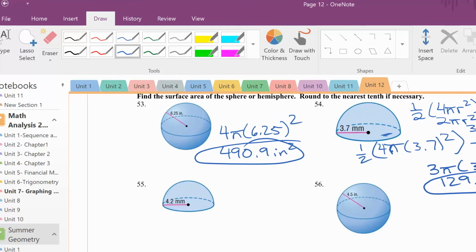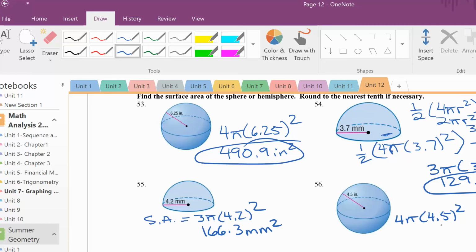Same thing for 55, that's a hemisphere. So the surface area will be 3 pi r squared. So 3 times pi times 4.2 squared. And when you do that, you get 166.3 millimeters squared. Now this one's a regular sphere, so the surface area is 4 pi r squared. So 4 times pi times 4.5 squared. And when you do that, you get 254.5 square inches.